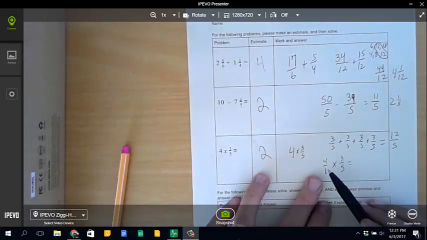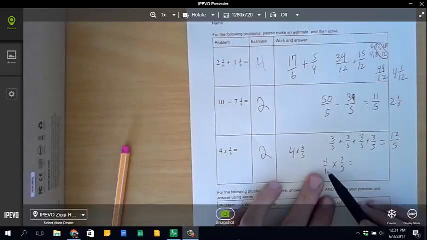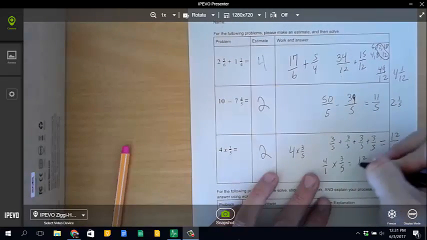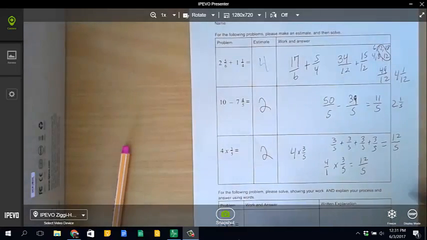And then if you want to do kind of the algorithm way, any whole number, this means 1 whole. That's how big your piece is. 1 whole, and I have 4 of them. 4 over 1, and so 4 times 3 is 12. 1 times 5 is 5. 12 fifths.